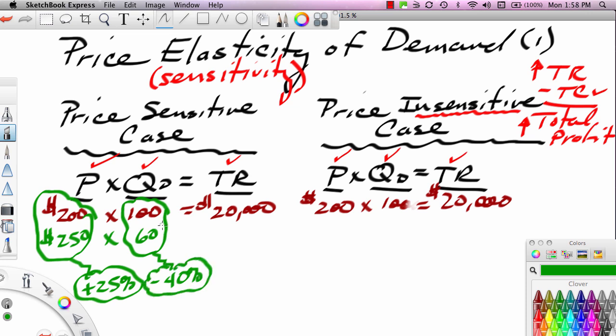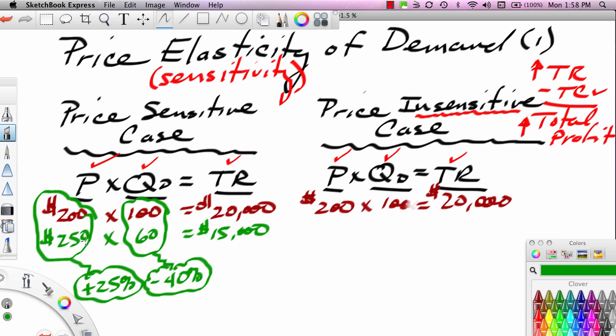Why? Because minus 40 over where you started, 100, is minus 40%. So we see here that the price, relatively speaking, went up a little bit. Sales, relatively speaking, went down a lot. What's going to happen to revenues? Well, if you actually do the calculation, revenues are going to decrease.